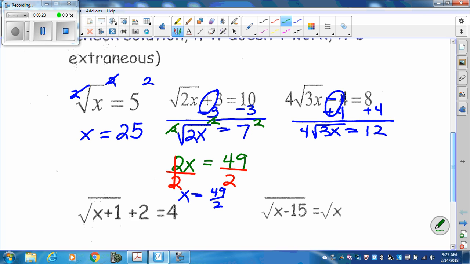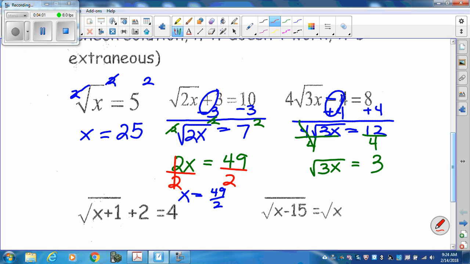Okay, I'm going from equation to equation to equation. And then now I have 4 times this radical. All right, so I want to get rid of the 4, and it's 4 times that. So I'm going to divide this by 4. 4 divided by 4 is 1. And 1 times something is that something. That's the identity property. And then 12 divided by 4 is 3.